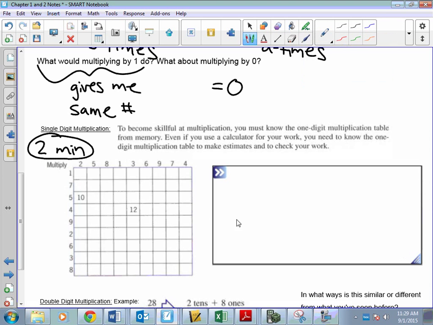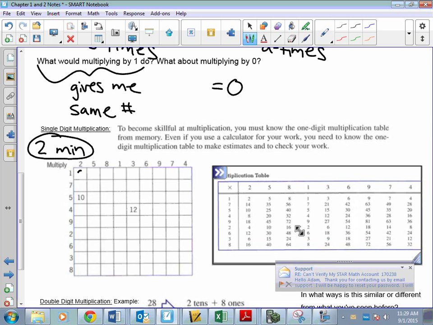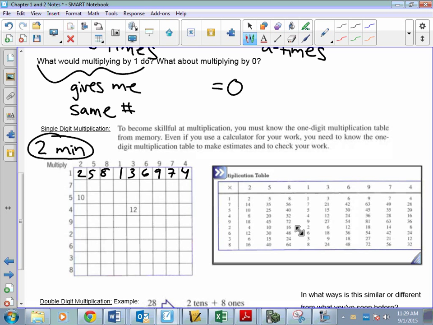Okay, now that we're back, let's talk about it. After filling in the multiplication table, it should look like so. It might be a little tough to read, so it would be 2, 5, 8, 1, 3, 6, 9, 7, 4, because it's all filled in there. Let's see if I can zoom in so you can take a second just to check.